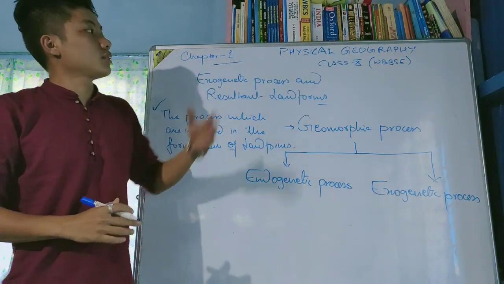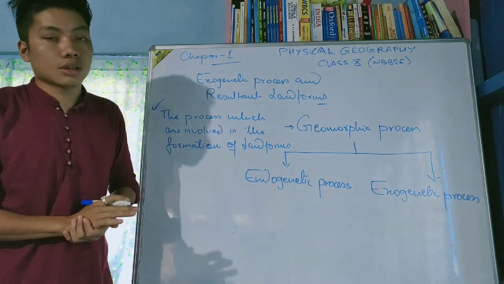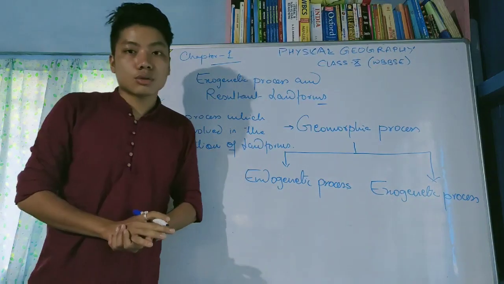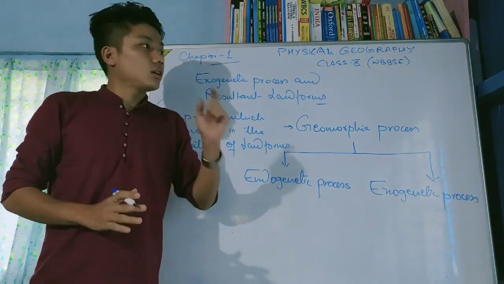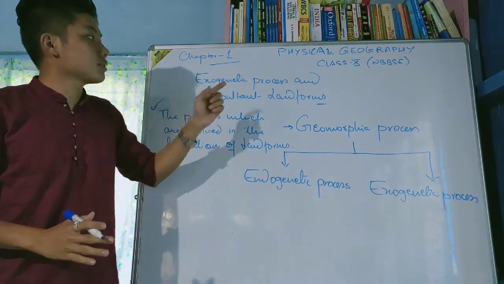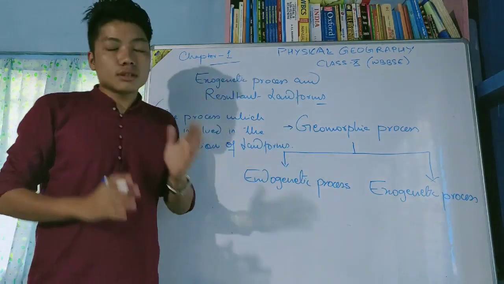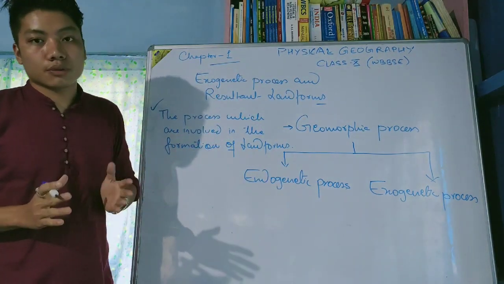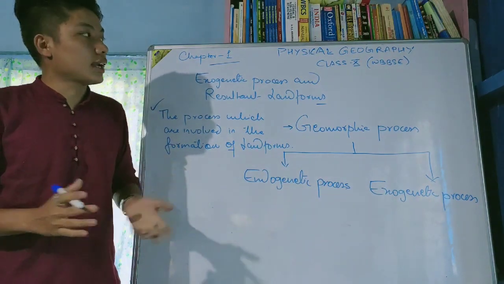Before starting with the subject Geography, I want to discuss the syllabus of Class 10 Geography. Basically it's divided into three parts. One is Physical Geography, which includes exogenetic process and resultant landforms, and next is atmosphere and hydrosphere. The next one is environmental geography, and the last one is regional geography, that is India.